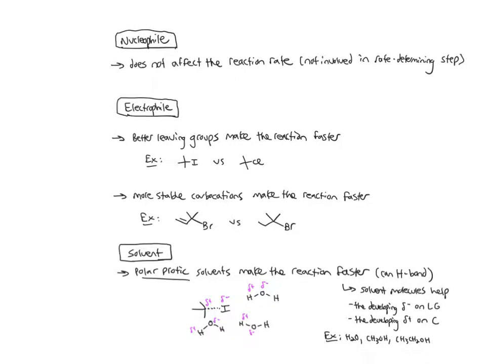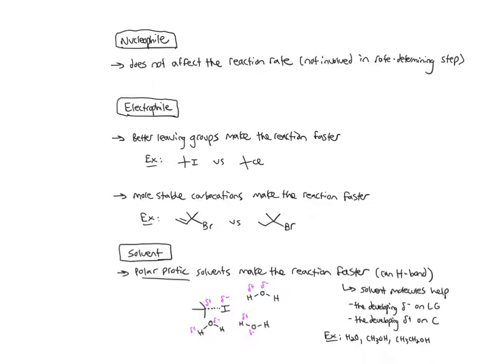In the SN1 reactions, the nucleophile doesn't actually matter very much because it doesn't affect the reaction rate. The reason is that it's not involved in that rate determining step, because we have to wait for that leaving group to leave before that nucleophile can even attack. So it doesn't matter how good that nucleophile is, we won't be able to affect that rate because we do need to have that leaving group leave first.